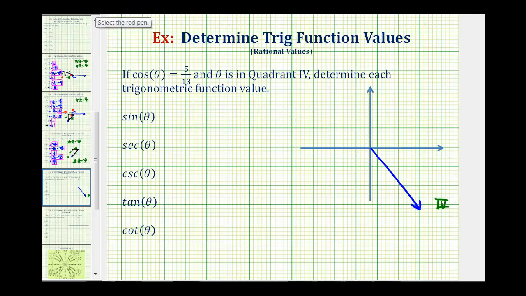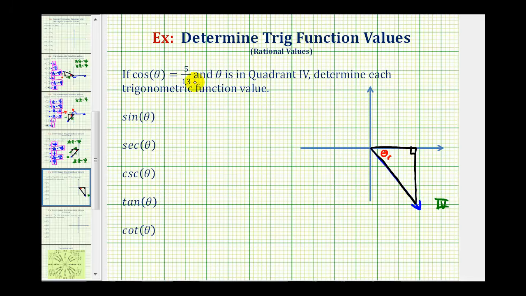which means the reference angle would be the angle between the x-axis and this terminal side, or this angle here. So we'll call this theta sub r, and the reference triangle would be formed by sketching a segment from the terminal side that's perpendicular to the x-axis, or a segment like this. So now we have a reference angle and we have the reference triangle, which I'll outline in black.